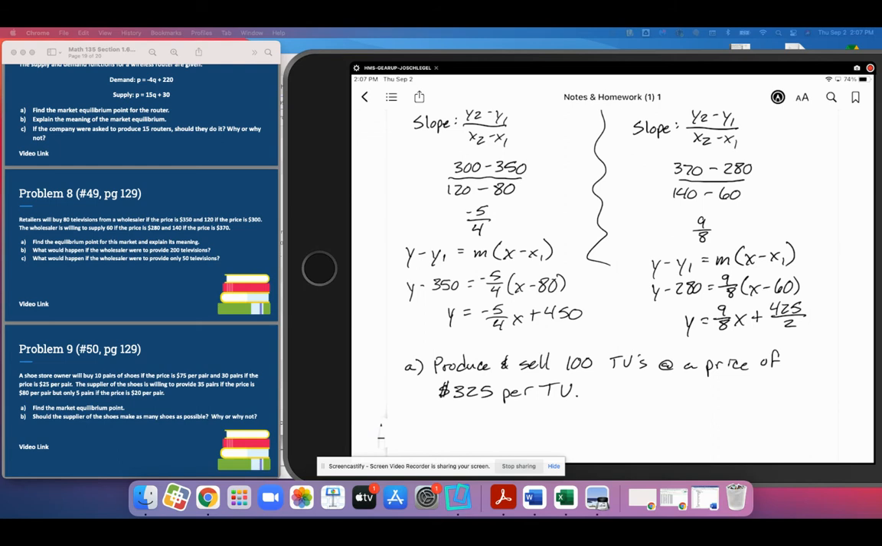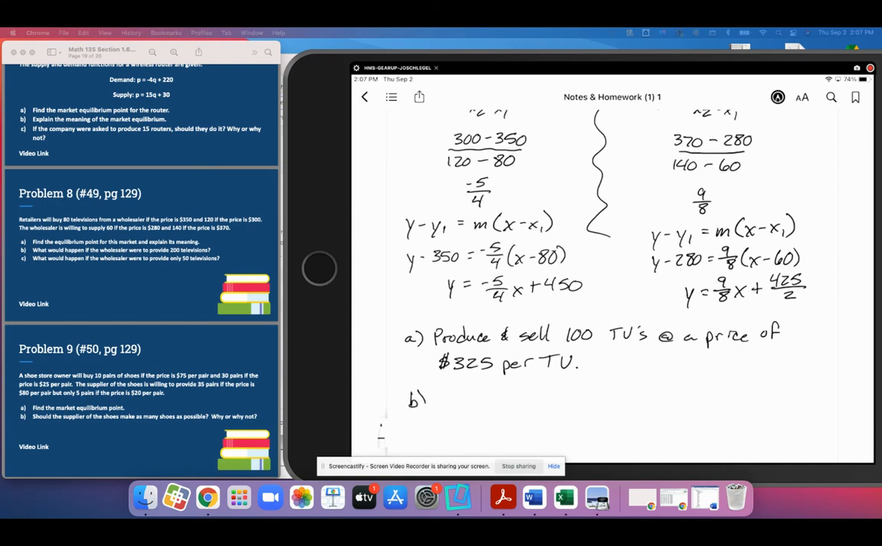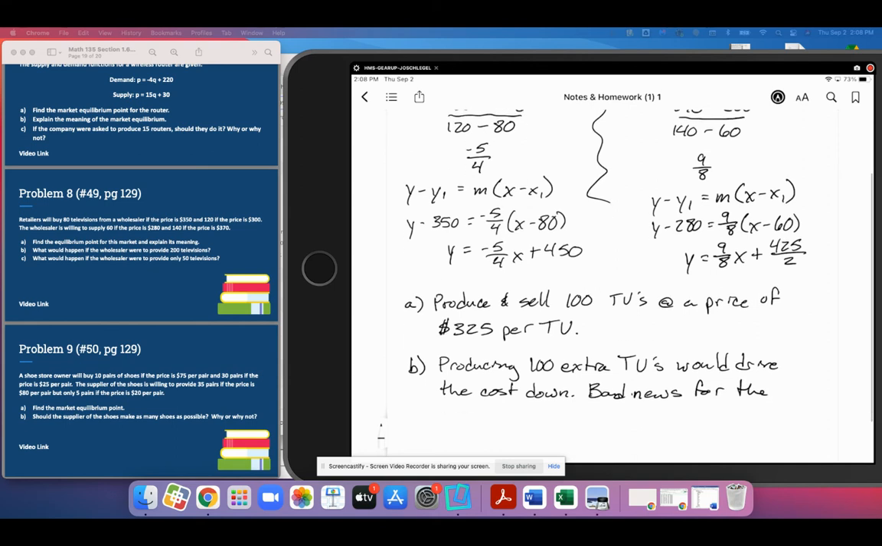Okay, and then what would happen if the wholesaler were to provide 200 televisions? The answer to that is that would be a bad idea on the wholesaler's part, because producing 100 extra TVs would drive the cost down. Bad news for the supplier. Good news for the consumer, bad news for the supplier.